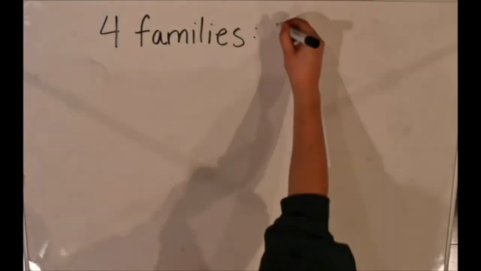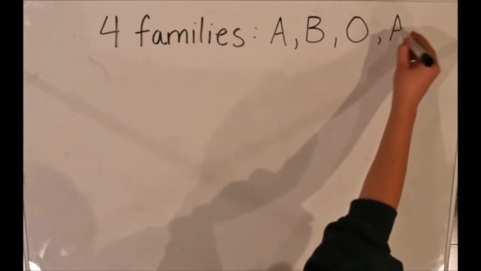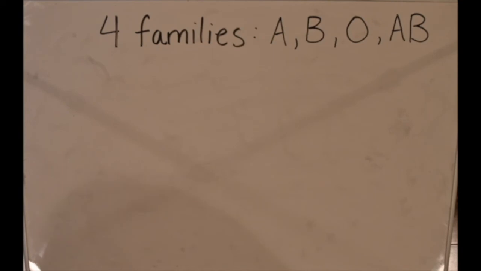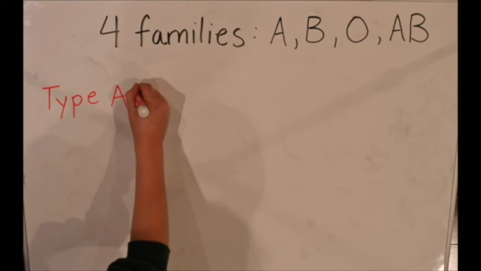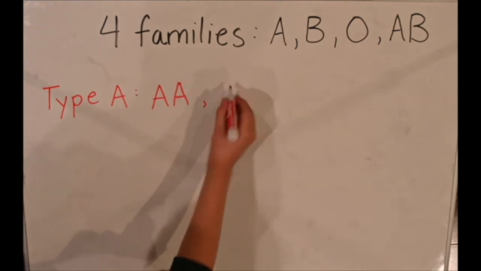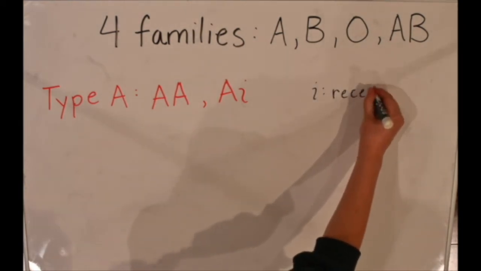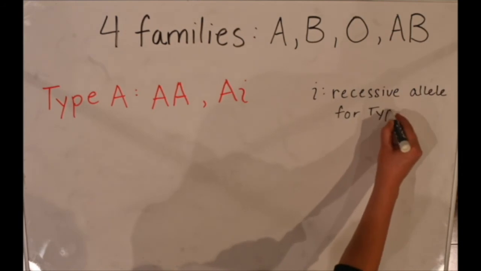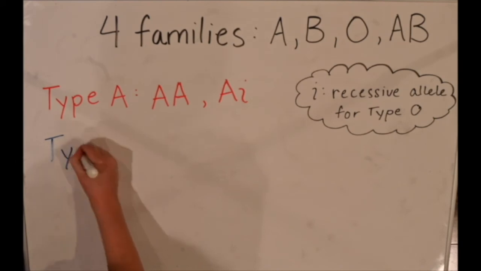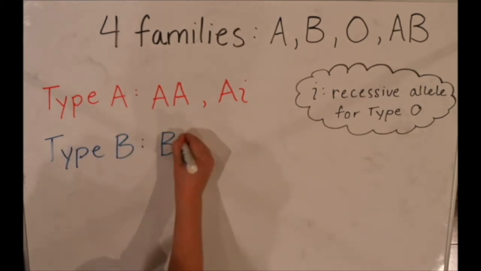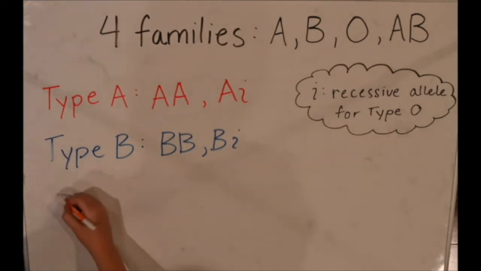There are 4 families of blood types, and you may have heard of them before. There's type A, type B, type O, and type AB blood. In order to exhibit type A blood, a person must have either 2 dominant A alleles or a dominant A allele and a recessive O allele. A recessive O allele is just indicated with a lowercase i. In order for a person to have type B blood, they can either have 2 dominant B alleles or a dominant B allele and a recessive O allele. Pretty similar to type A blood.